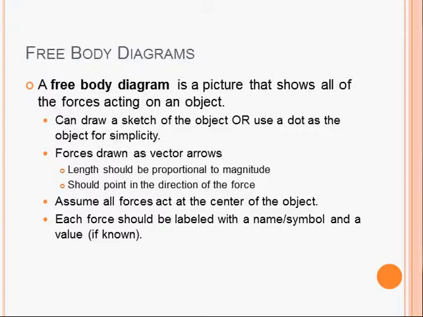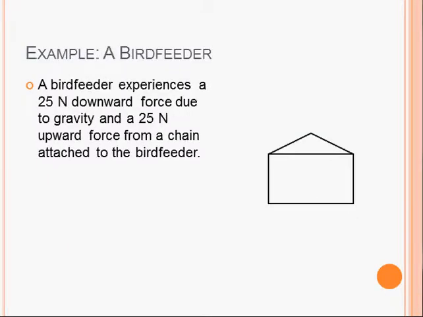And then the other thing we want to do is, if we know the name of the force or the value of the force, or both, we want to label those as well. So let's take a look at how this works. Let's say we have a bird feeder, and there's two forces acting on it. We have a 25 Newton downward force due to gravity and a 25 Newton upward force from a chain attached to the bird feeder. That's holding the bird feeder up off the ground.